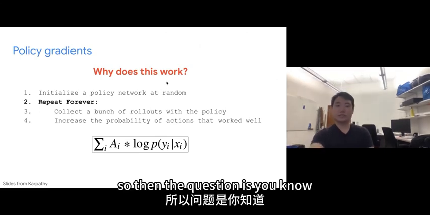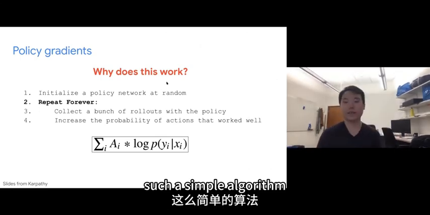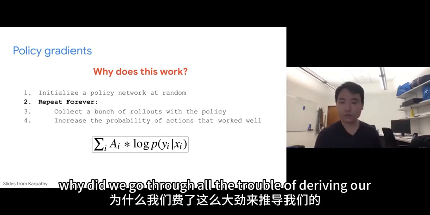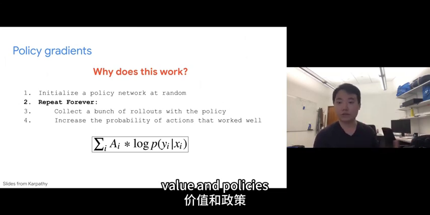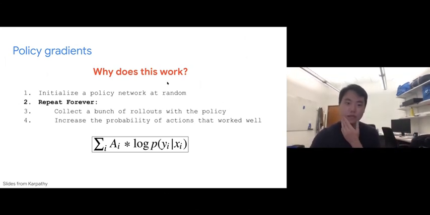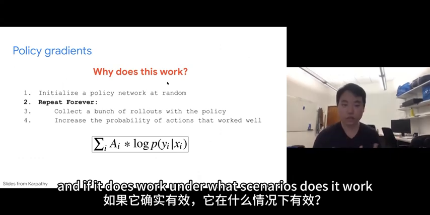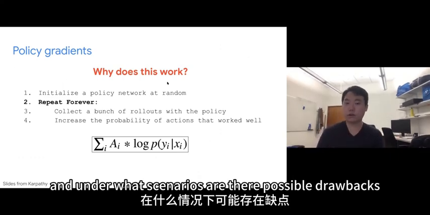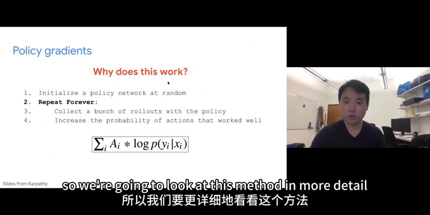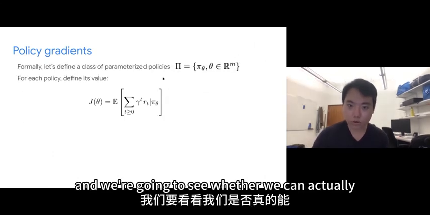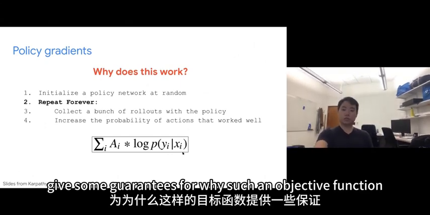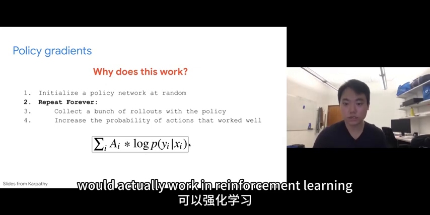So then the question is, such a simple algorithm, why does this work? And if it really works so well, why did we go through all the trouble of deriving our value and policy iteration methods from Tuesday's lecture? And if it does work, under what scenarios does it work, and under what scenarios are there possible drawbacks to this method? So we're going to look at this method in more detail, and we're going to see whether we can give some guarantees for why such an objective function would actually work in reinforcement learning.